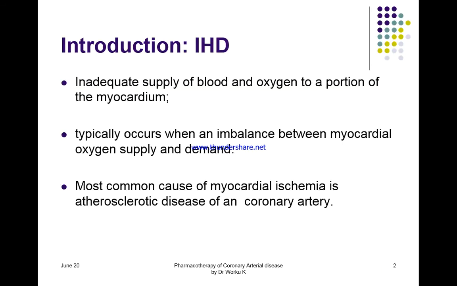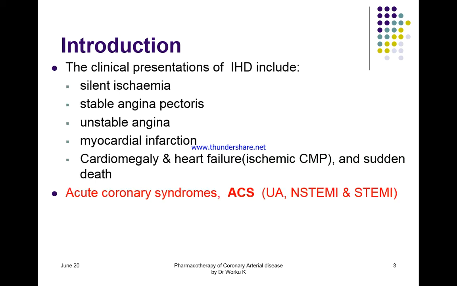Ischemic heart disease or coronary heart disease is defined as inadequate supply of blood and oxygen to a portion of myocardium, which typically occurs when there is an imbalance between myocardial oxygen supply and demand. The most common cause of myocardial ischemia is atherosclerotic disease of the coronary artery. So in general, ischemic heart disease is an imbalance between myocardial oxygen and blood demand and supply.